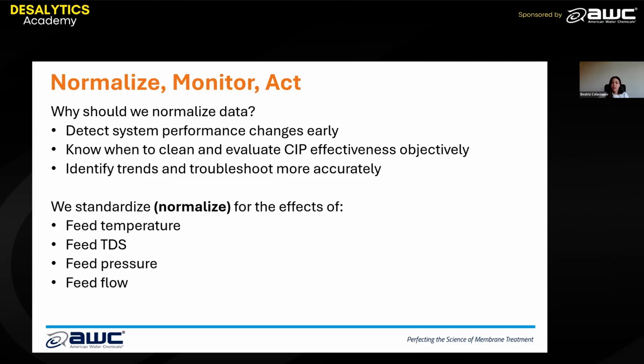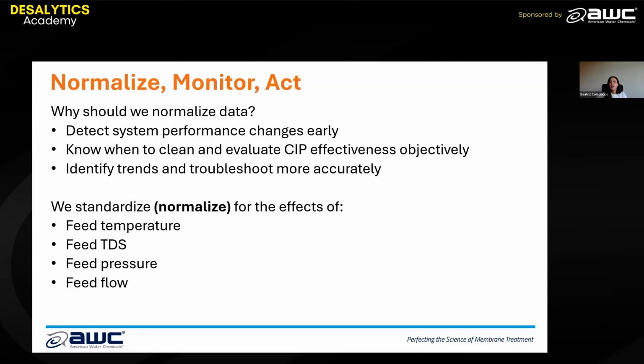If something changes suddenly and you have the data normalized, you can understand more of what happened. What steps should you take? Should I do an autopsy? Is this a scaling concern or biofouling? But essentially what normalization is doing is just standardizing it.